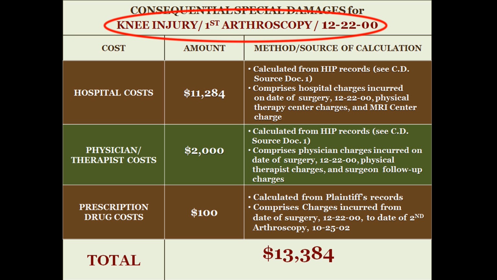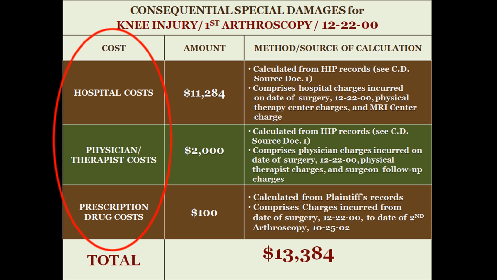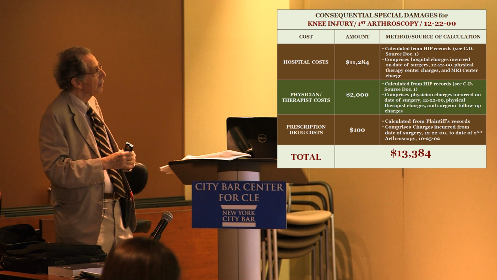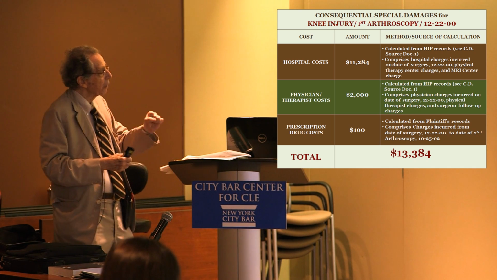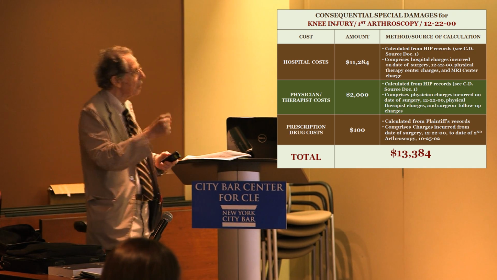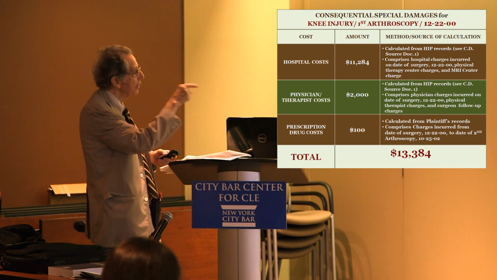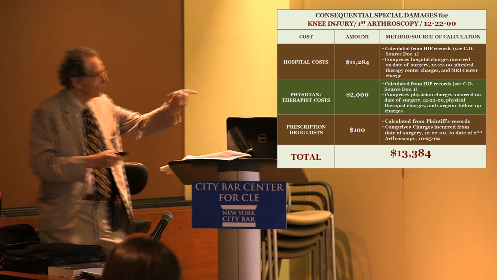He sustained a very serious injury to his right knee. And the first form of treatment that he got for that was an arthroscopy. And you see the date of the surgery up there, and the various items of cost. And once again, in the right column, the method of calculation, so that James Brown could be very precise about how he arrived at each of these figures. And then you get the total.